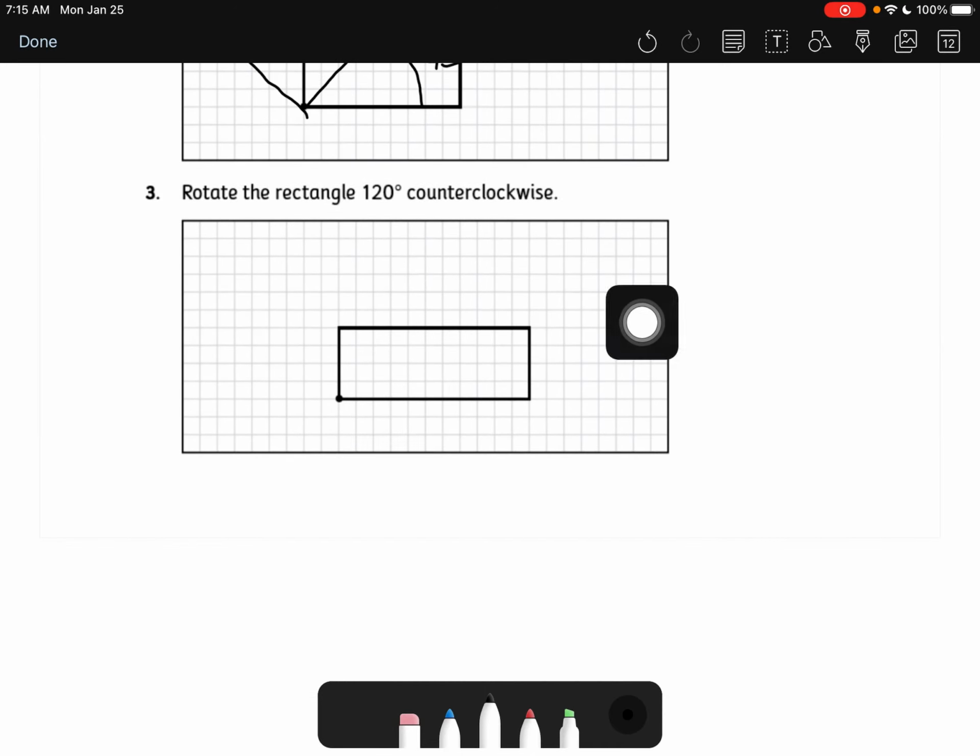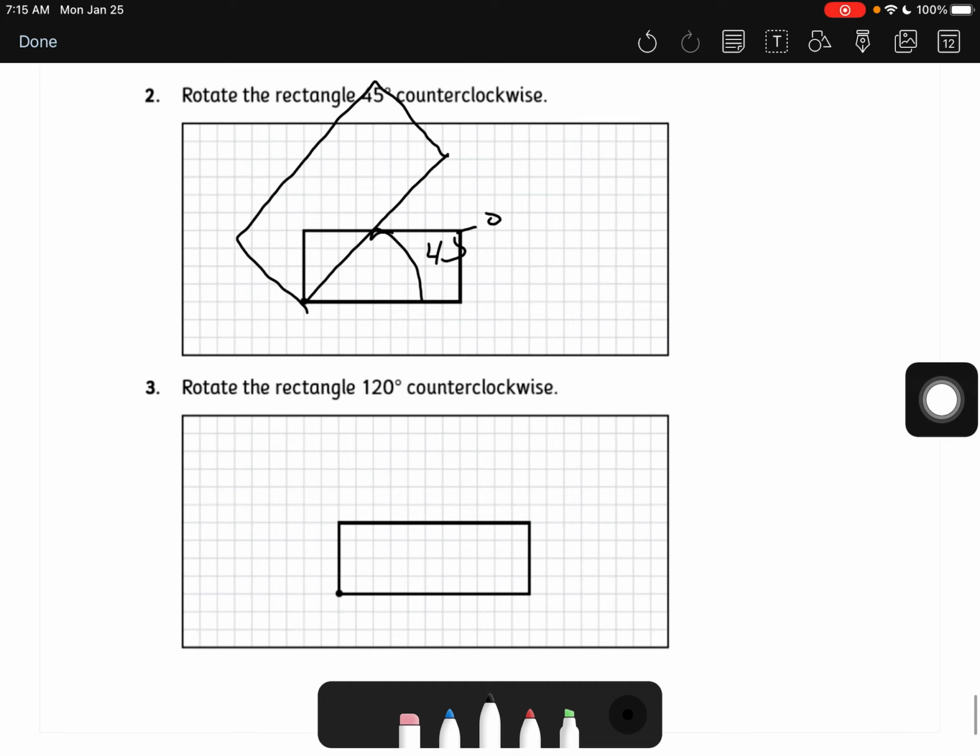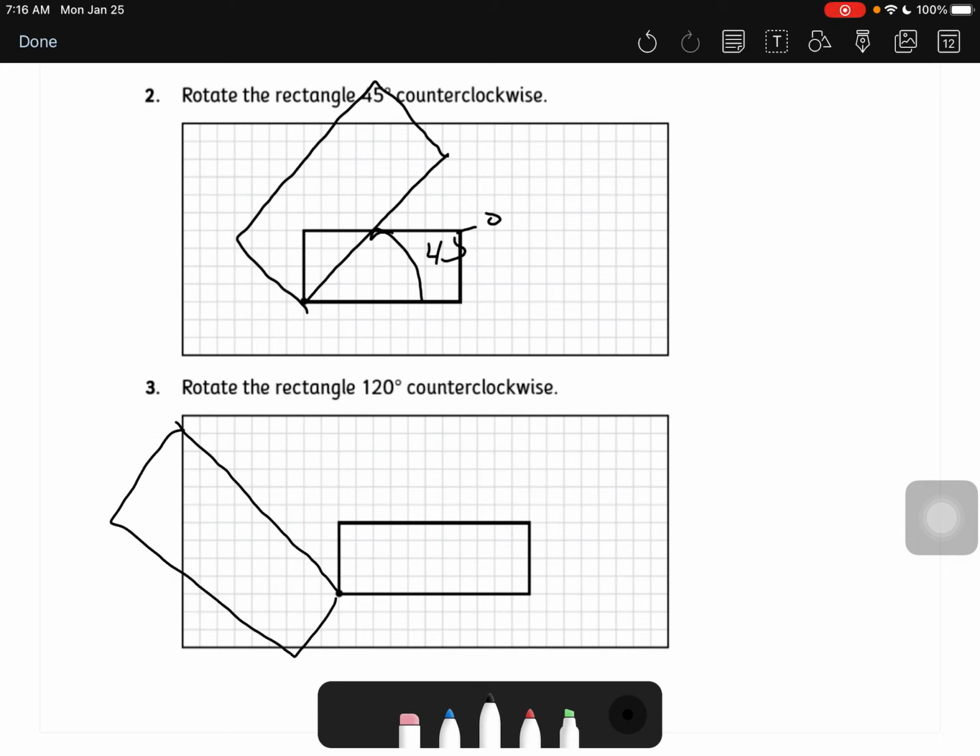And 120 counterclockwise. Again, counterclockwise means the opposite direction, like what I did here, opposite direction of a clock. So 120 degrees. Well, 90 would be straight up. I have to go another 30 degrees past that, so it's going to be something like this. And then I've got the shape that's going to look like that. I know I didn't quite get that correct to size. Let's try that. And again, I just want you to have a visual of what they're talking about here.